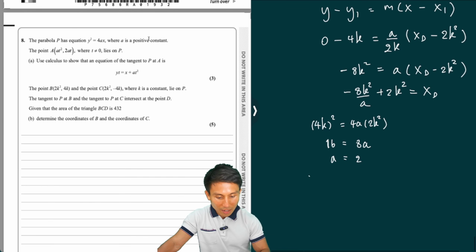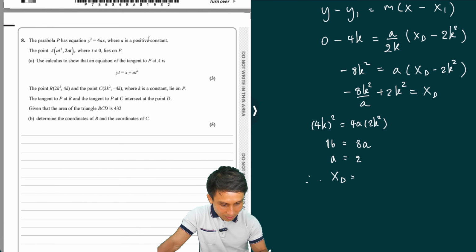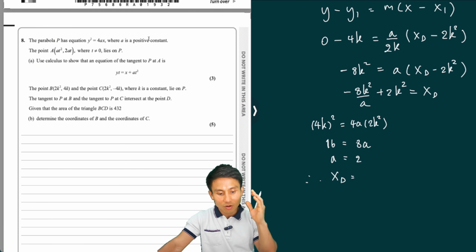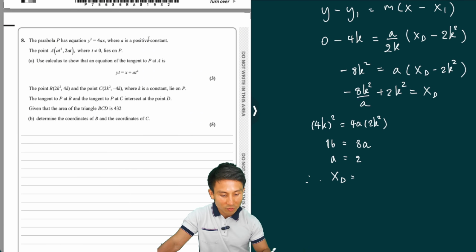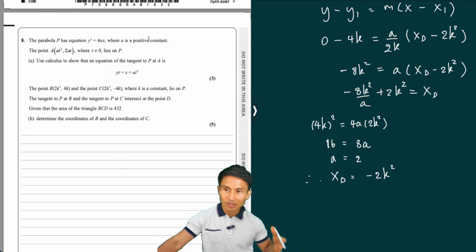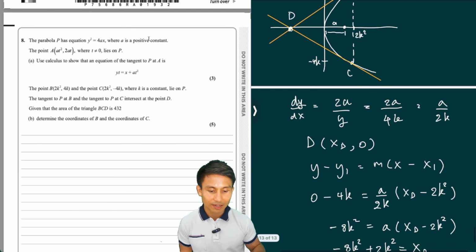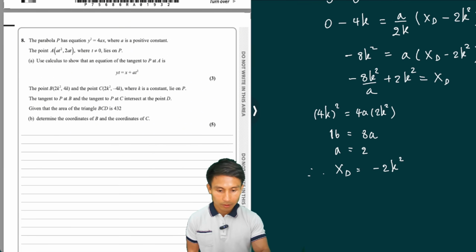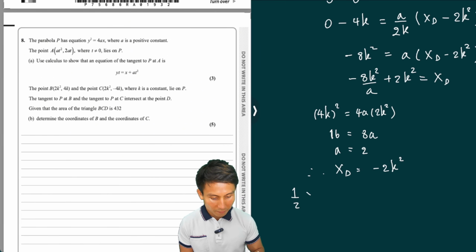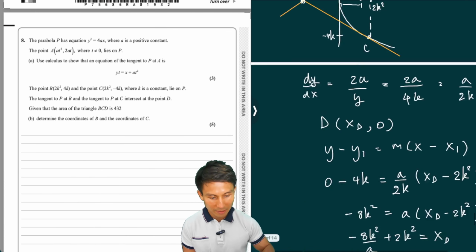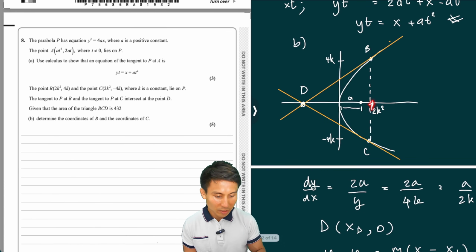Right? Well, that means xd is now, if a equals 2, we plug in there, right? So that's just minus 4k squared plus 2k squared, so that's going to be minus 2k squared. Yeah, that makes sense because it's a negative value, xd. Yeah, it's on the left side of the x-axis. So the area will be 1/2 times the base, and the base is just 2k minus minus 2k squared.